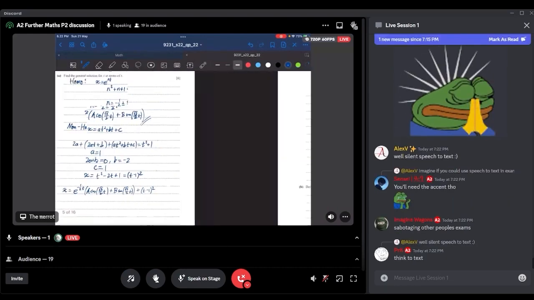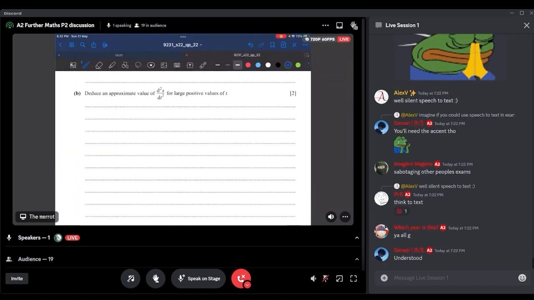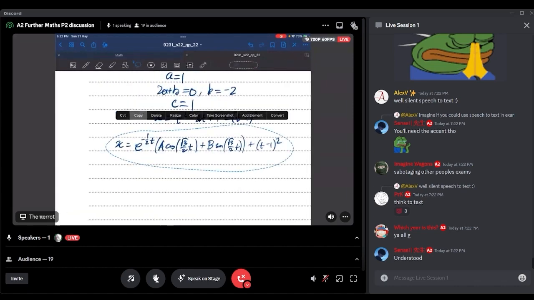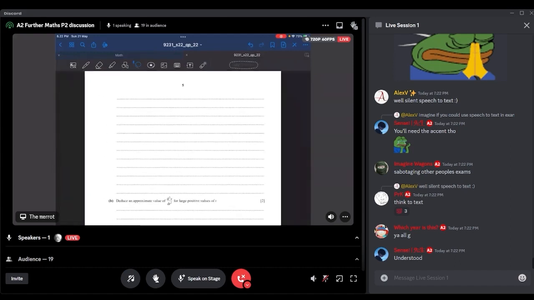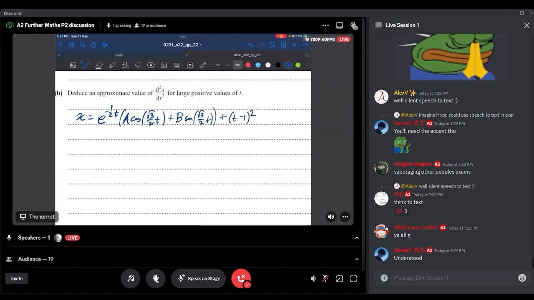Right, so we didn't even use the second half of the page. Right, deduce an approximate value for the second derivative of x for large positive values of t. Let me just copy this first. Right, so let's consider when x goes large first, not the second derivative.